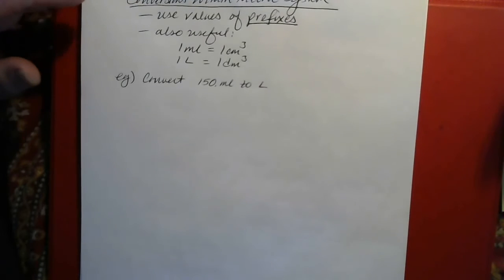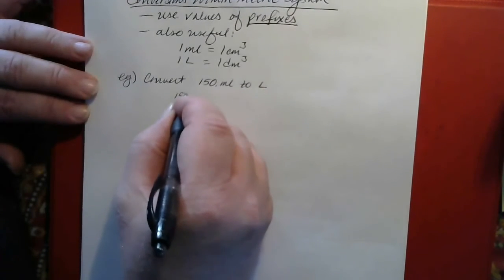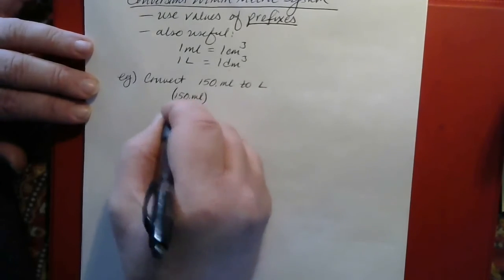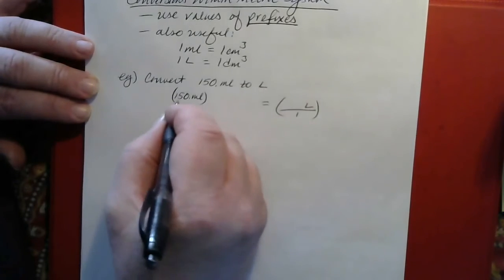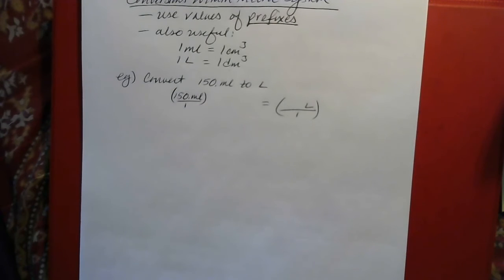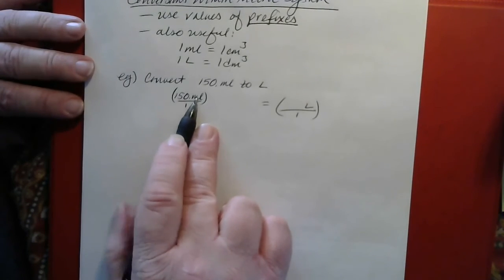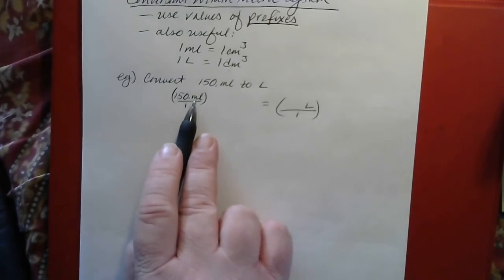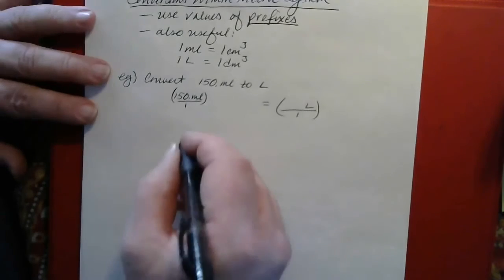Say we want to convert 150 milliliters to liters. If we're starting with 150 milliliters and we want to end up with something in liters, we can consider both the initial and final measurements as being divided by 1, to show that they're in the numerator. What we need now is the relationship between milliliters and liters. Well, this is easy enough because one of the units has a metric prefix and the other one doesn't. Milliliters versus liters.